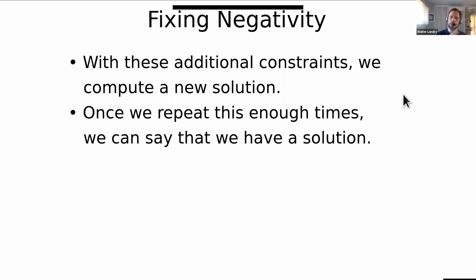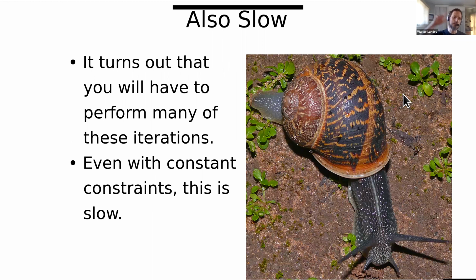So now we know where all the negative parts are, and we can add a constraint essentially right at the minimum point, right? And then we compute a new solution. And we repeat this enough times, eventually we'll run out of points. We won't be able to find any more negative points. And at that point, we'll say we have a solution. And it turns out this is also slow, because you have to do these iterations many, many times. And even with constant constraints, it just turns out to take a long time.